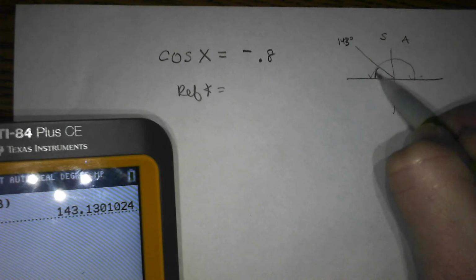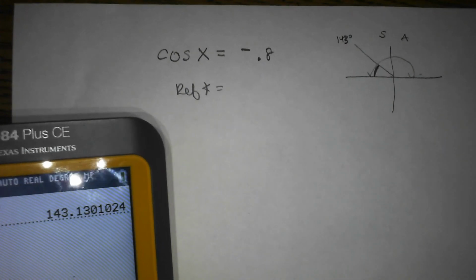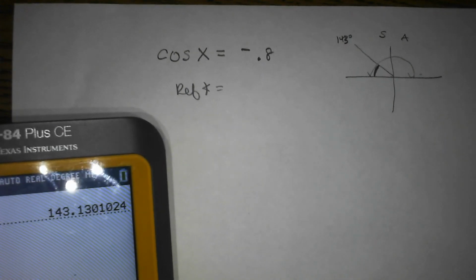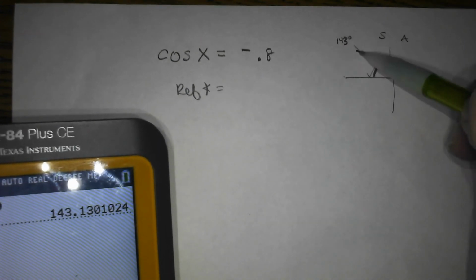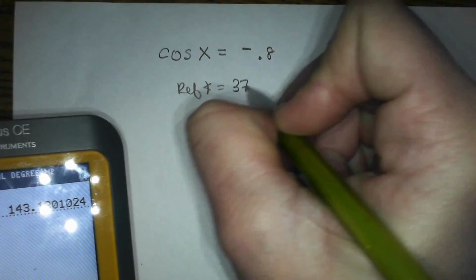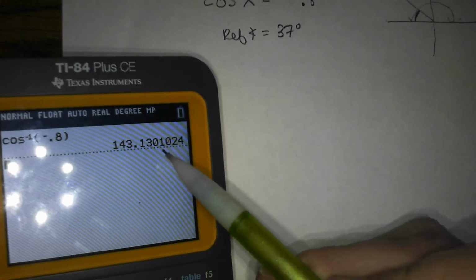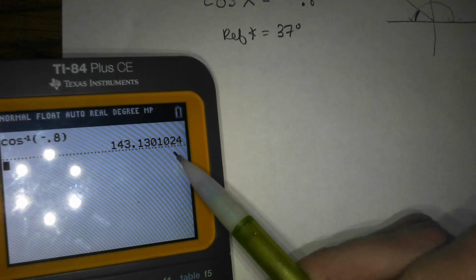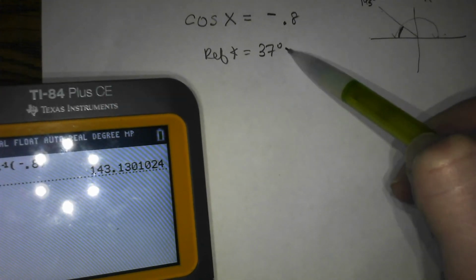What is the reference angle? Right, the difference between 180 and 143, which is 37. So that's tricky because your calculator is not giving you the reference angle. It's giving you enough information to figure out your reference angle.